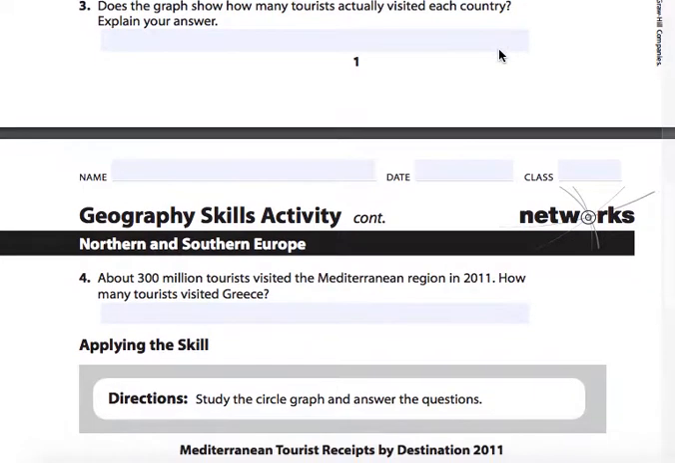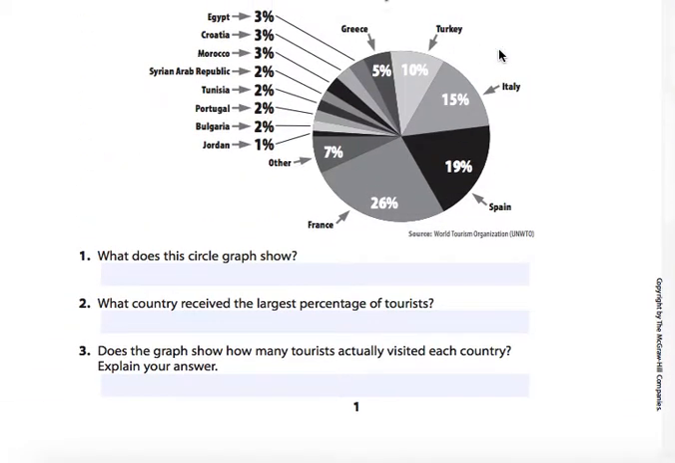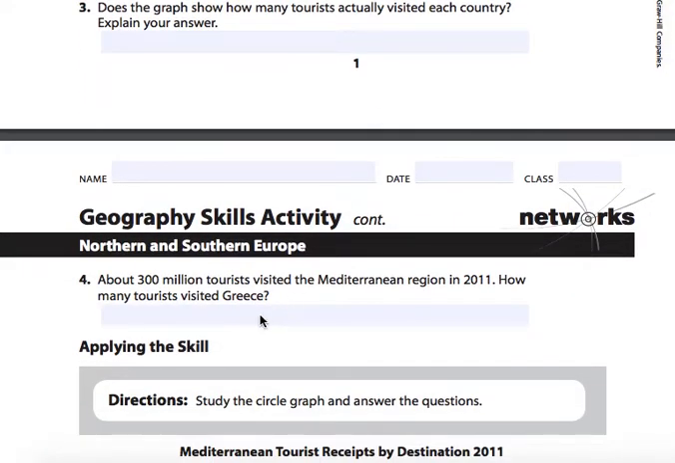Number four, about 300 million tourists visited the Mediterranean region in 2011. How many tourists visited Greece? Well, how would you go about calculating this? You'd take the number 300 million and then you'd multiply by 5% or 0.05. That's going to give you a total of about 15 million people.